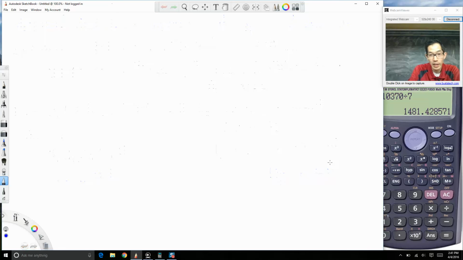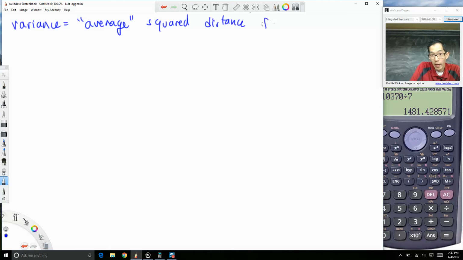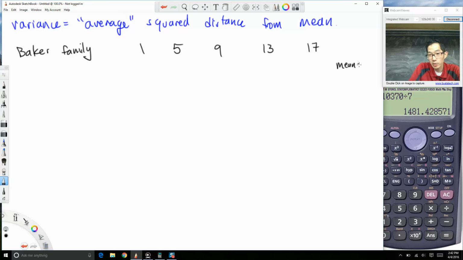So the variance is the average squared distance from the mean, and we'll calculate the variance and the standard deviation for the Baker family. So again, the variance is the quote-unquote average squared distance from the mean. Okay, so let's look at the Baker family. Their kids are 1, 5, 9, 13, and 17. What is the mean age? The mean age is 9.